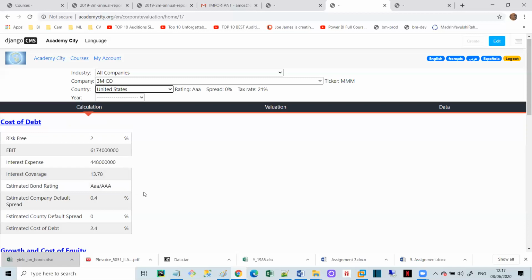Okay, good. Now we know how to do this. I'm ignoring for now what it says, estimate country default spread. I will talk about that in a second. In a minute, I'll talk about this one as well. For now, go ahead.